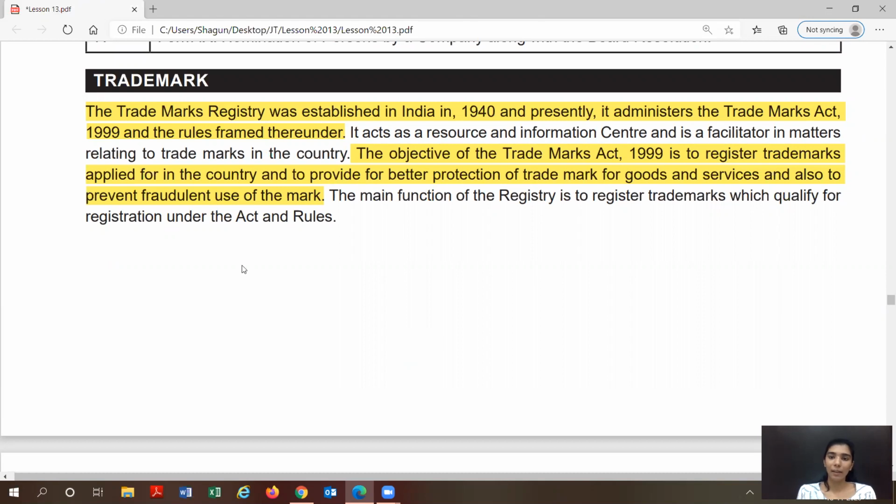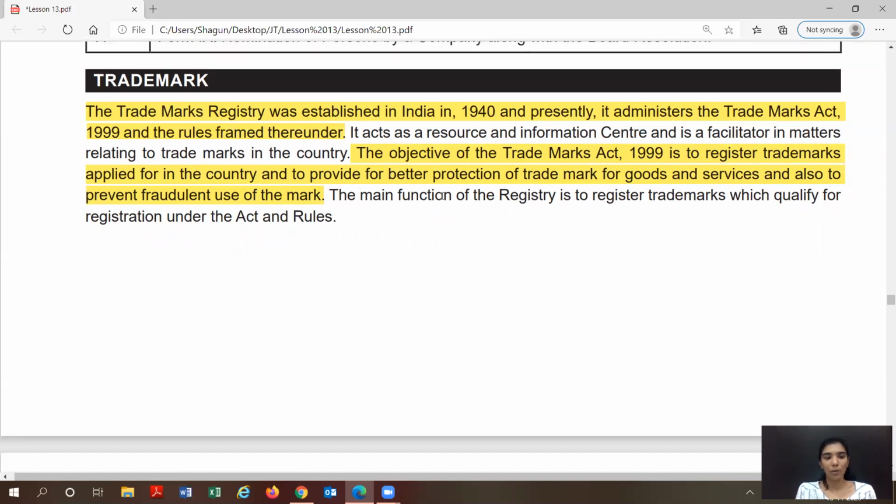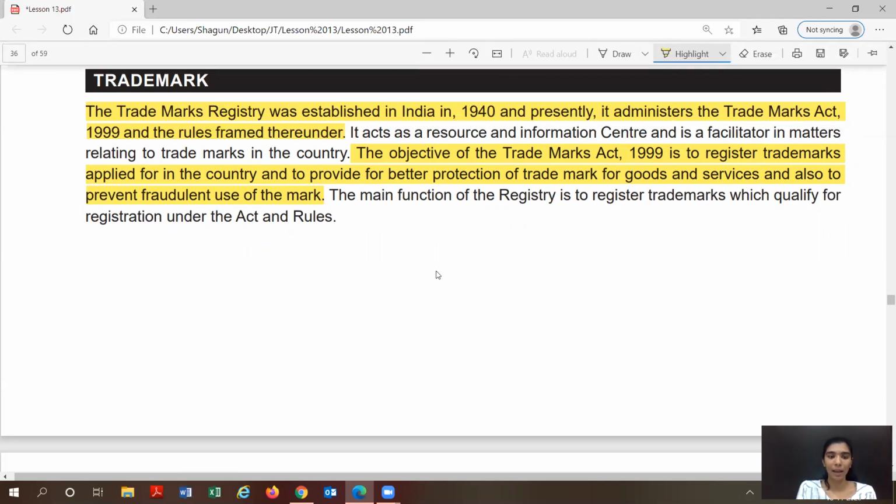Now these trademarks are regulated under the Trademark Act 1999, and there are various rules under that. The objective of the Trademark Act is to register the trademark applied for in a country and to provide greater protection of trademarks for goods and services, and also to prevent fraudulent use of marks. आप आपके बिजनेस को कोई पर्टिकुलर नाम देते हो, उस आइडेंटिटी, उस नेम को प्रोटेक्ट करने के लिए you will apply for trademark registration under the Trademark Act.